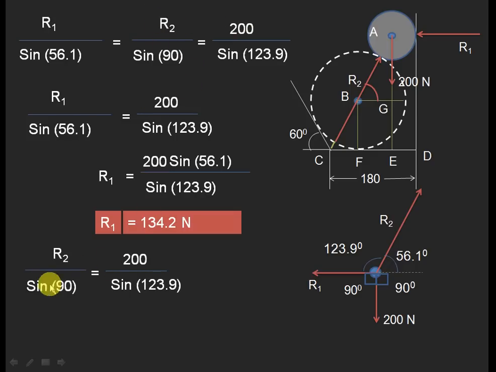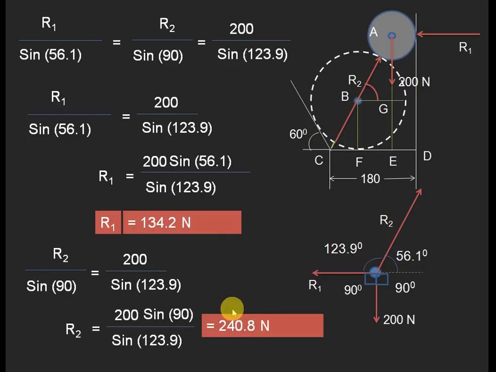Okay, so R2 is equal to, take the sine 90 to the right side. Simplify the equation by using the calculator, and again you will be getting the R2 value. Now these are the two reaction forces acting on the small sphere P here. So next we go for the free body diagram of the second sphere.